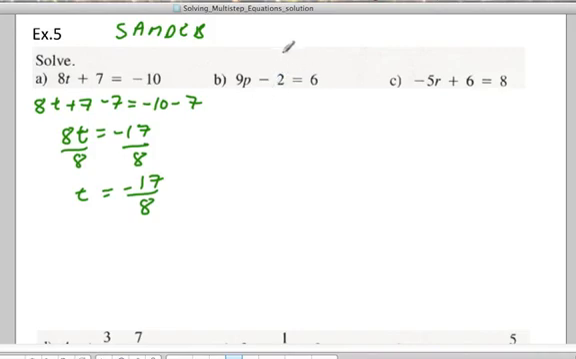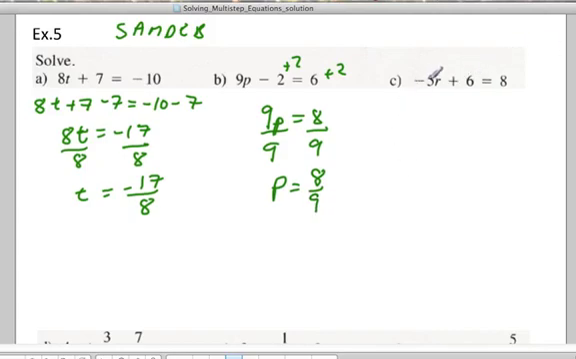What we'll do here, since we have subtract 2, we're going to use the opposite operation. So we'll add 2 to both sides, and we end up with 9p is equal to 8. Divide both sides by 9. And we get p is equal to 8/9.